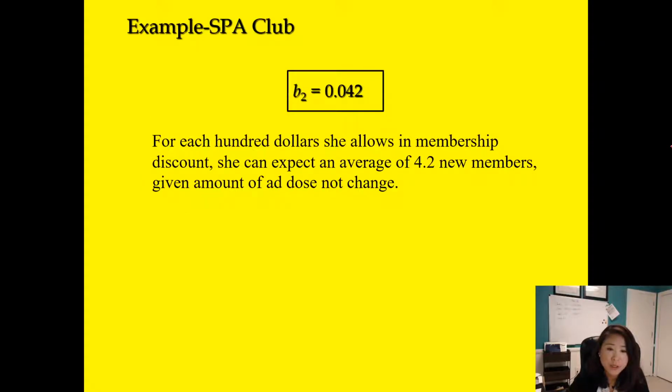So let's look at the answer for part B. For each $100 she allows in members' discount, she can expect an average of 4.2 new members, given the amount of ads does not change. So this is the answer of the interpretation.